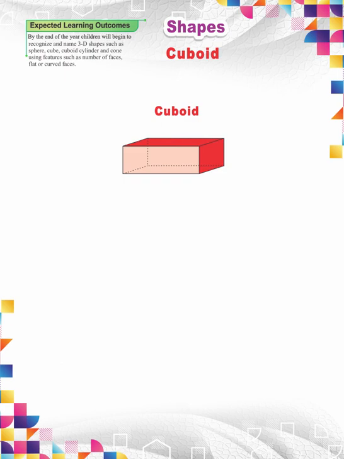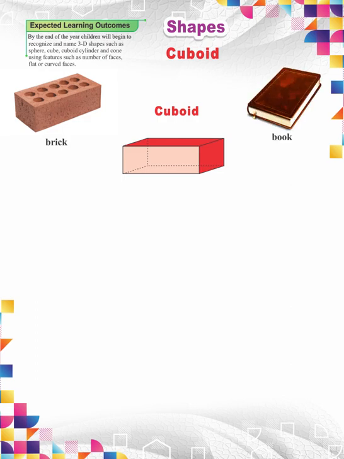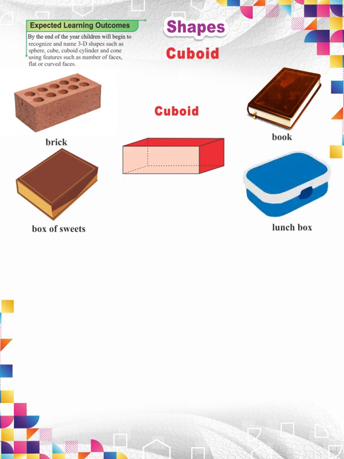Cuboid is a three-dimensional shape. It shows height, length, and width of an object. It has a face, edge, and vertex. Cuboid shape can be seen in objects like brick, book, a pack of sweets, and a lunchbox. Think of other cuboid-shaped objects and share the information with your friends.